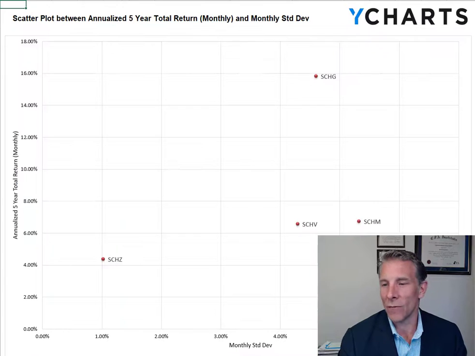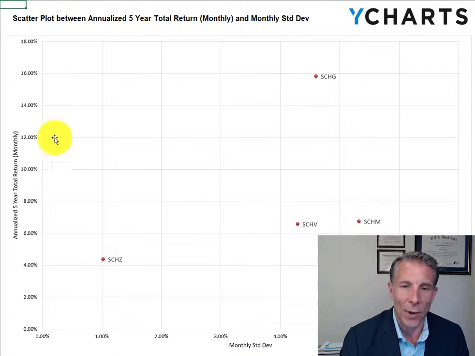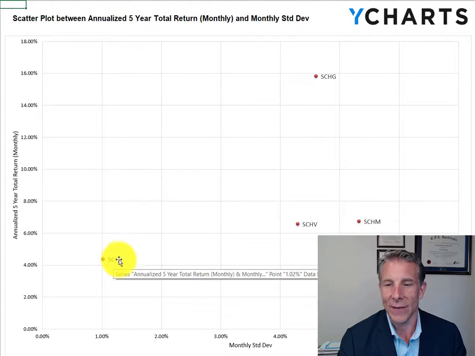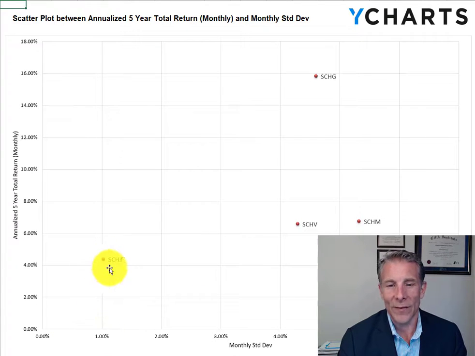And I'm going to make a little point here. I have up here another chart from YCharts. Here's a scatter plot of the 5-year total return and the standard deviation, which is often looked at as a proxy for risk. What I put up here are a bunch of Schwab ETFs. Here's the monthly standard deviation, and when you go out to the right, that indicates greater risk, and going up this chart is greater return. Over here, the SCHZ is the bond portfolio. So a low amount of deviation, and what you would expect is a low amount of annualized risk. That makes a lot of sense.